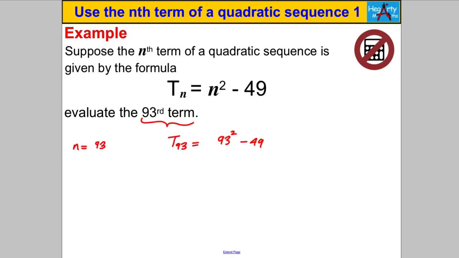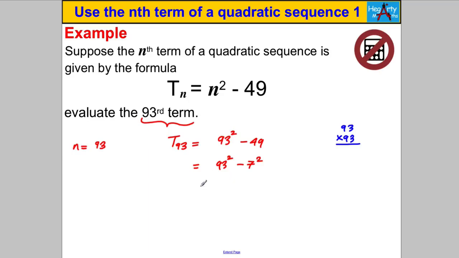Now on the one hand, you could go off and work out 93 squared, which is 93 multiplied by 93, and then you could take away 49 from it. But there's a cleverer way. I wonder if you can see it. Well, remember, this is still 93 squared, but you could write 49. 49 is a square number. You could write it as 7 squared. Now does that look like anything familiar to you from the quadratic section?